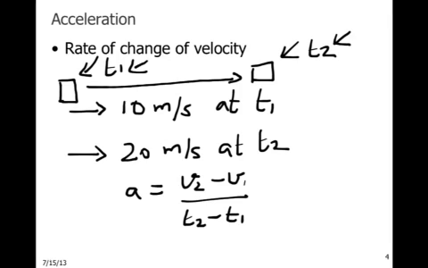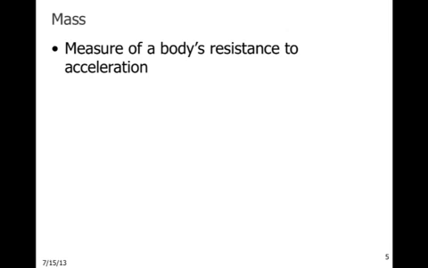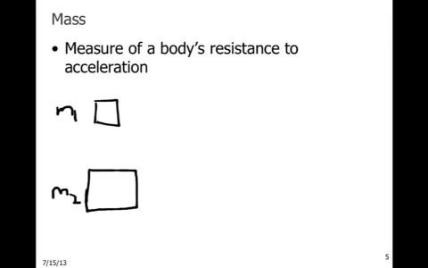So now that we understand speed, velocity, and acceleration, let's talk about the last parameter, which is mass. Mass represents the resistance of a body to be accelerated. So if you imagine an object here and another object which is big, usually that represents a higher mass, but not necessarily. But in this example, let's assume this is mass m1 and this is mass m2, and m2 is greater than m1.